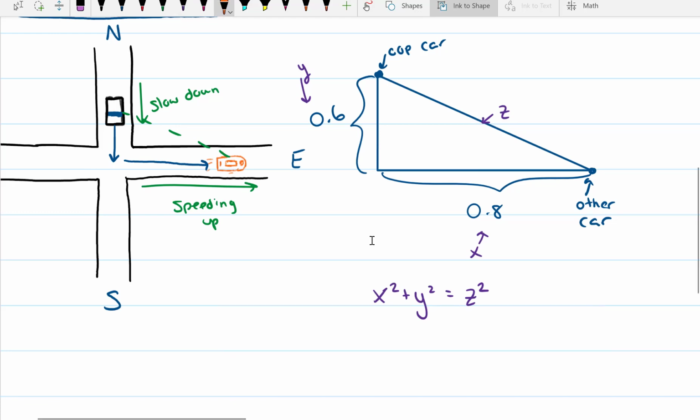Now let's identify what we want to find from this problem. What's the goal? The goal is to determine the speed of the other car. So we want to find the rate at which it's traveling. So we want to find dx dt, the rate at which this car is speeding up or traveling.